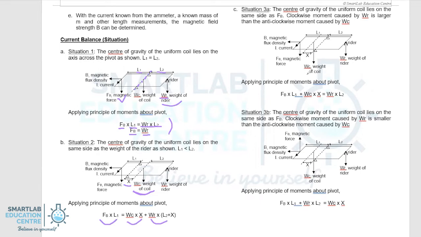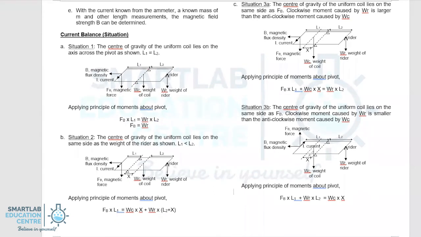In the next situation, the weight of the coil will now be on the opposite end of the weight of the rider. You will find that it's the same direction as the moment caused by the magnetic force, which when added together will be equal to the weight of the rider multiplied by L2. Finally, you could also have the case whereby the current now changes its direction. Because of that, the magnetic force is now acting upwards. Hence, the moment caused by the magnetic force is in the same direction as the moment caused by the weight of the rider, which is clockwise, and hence you aggregate them together, and that is equal to the opposing moment that is caused by the weight of the coil.